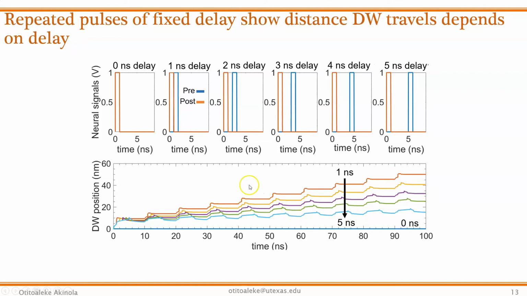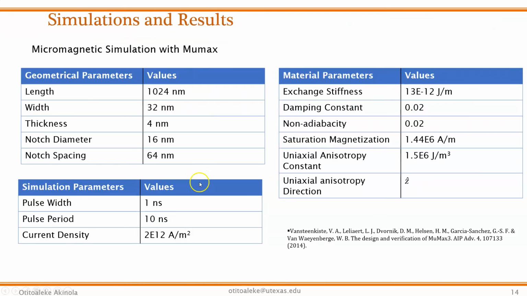And this shows us that the rate of change of movement of the domain wall is inversely proportional to the time delay between the pre and the post synaptic signal.